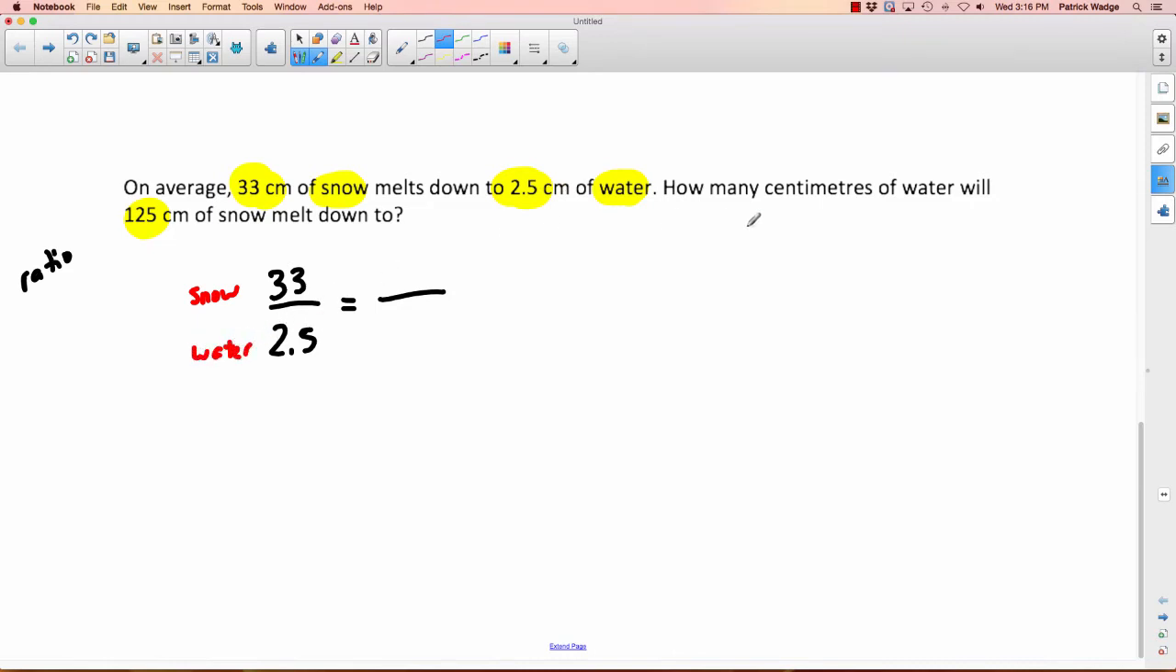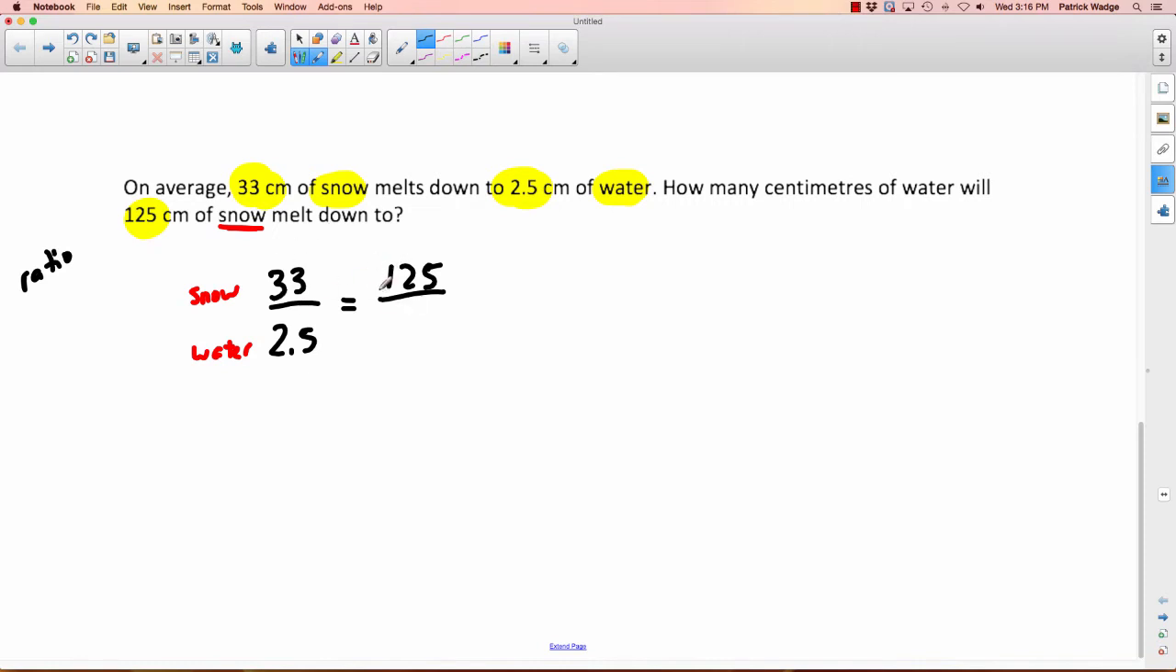Okay, this number here, the 125, is that a snow number or a water number? 125 centimeters of snow. So over here, where should I write it? Top or bottom? Well, since the snow number is on the top here, the snow number should also be in the top there. Our 125 goes right here. What goes down here? Well, that's what we're trying to figure out. That's the thing we don't know.